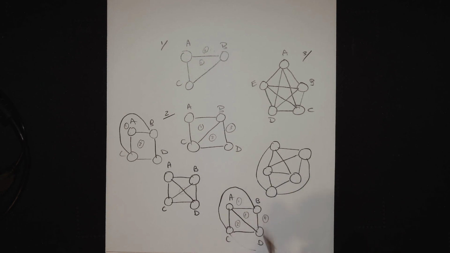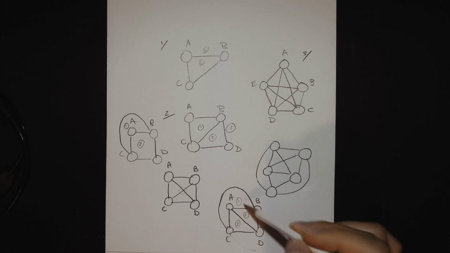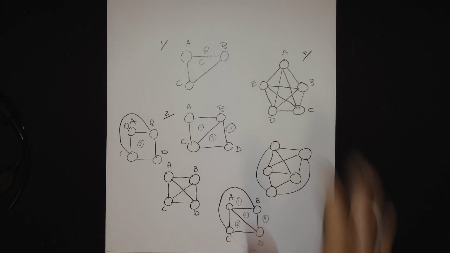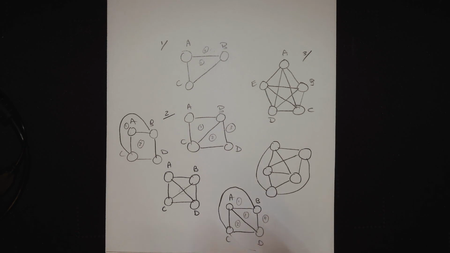So the face bounded by ABDA, the edges along that path, shares the edge AD with the other face. I hope you can see this, all right? And then both of these faces share edges with this face, and then everything shares an edge with the outside face, right? Which is not always the case.